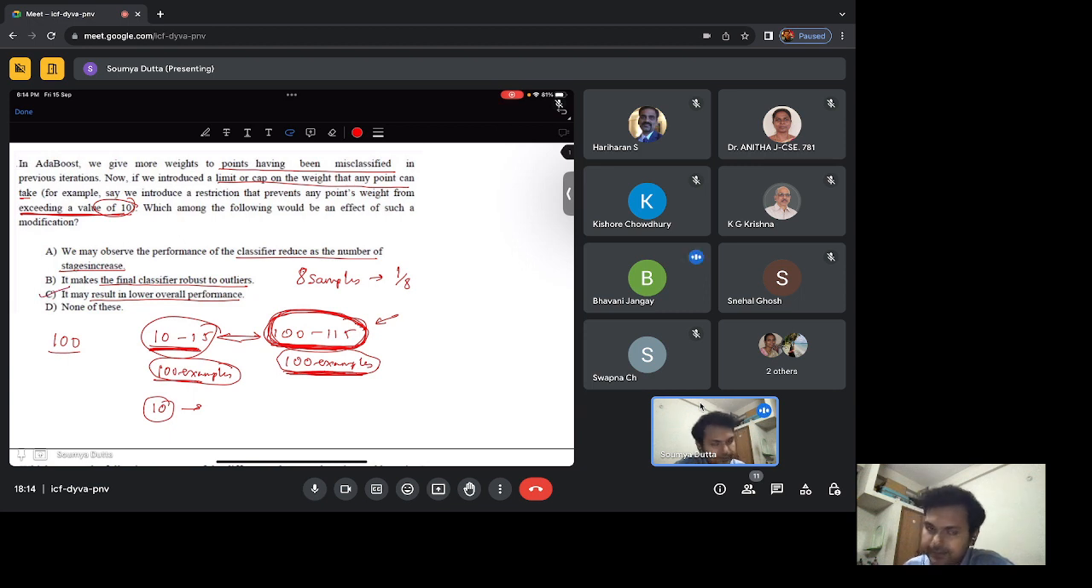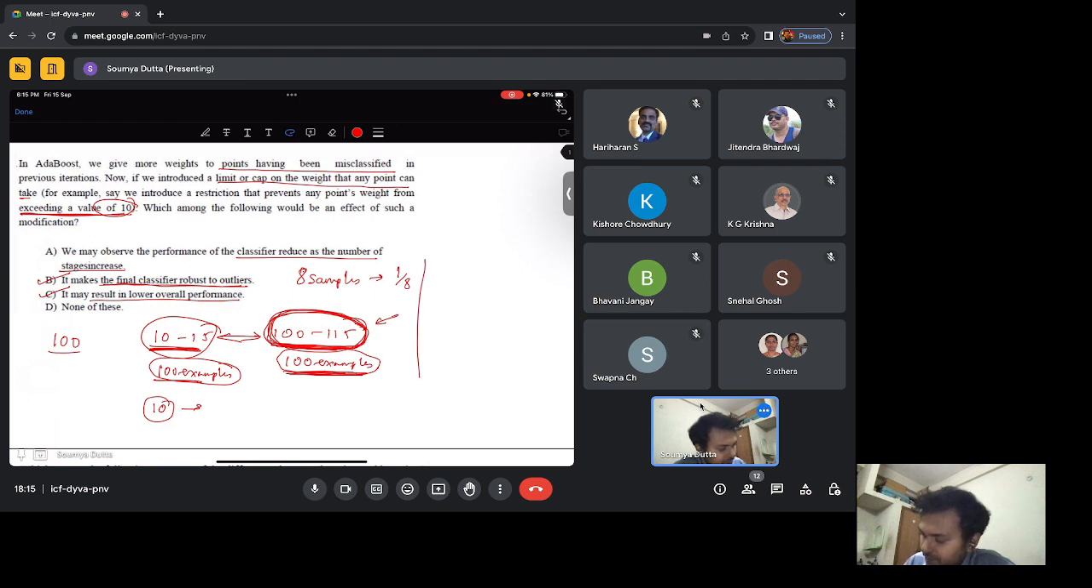So you can think of this as sort of a regularization. Regularization will also reduce your performance on the training error, right? So here also it will start reducing your performance. And since I talked about regularization, the other effect that regularization has is that it makes the final classifier robust to outliers. So this is one example.